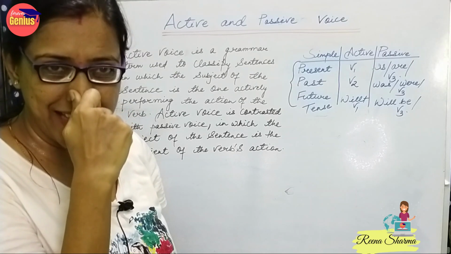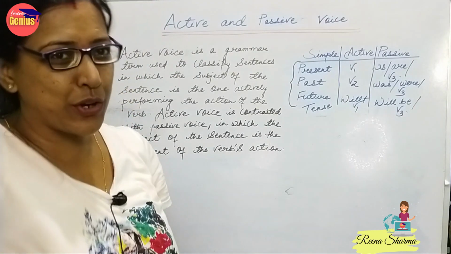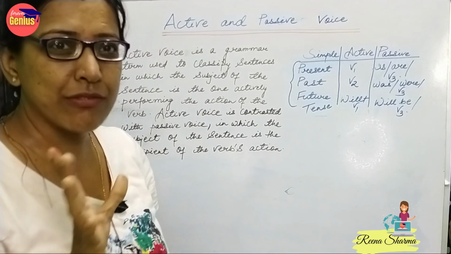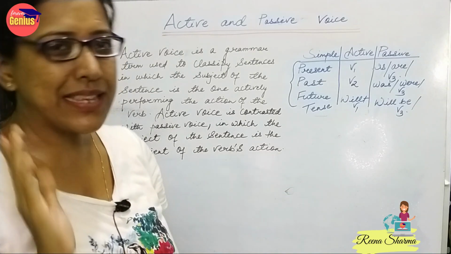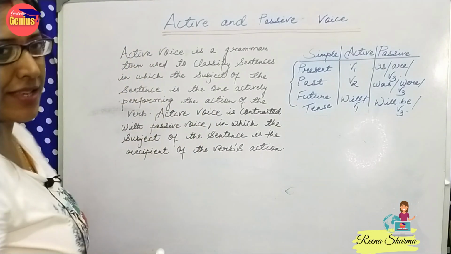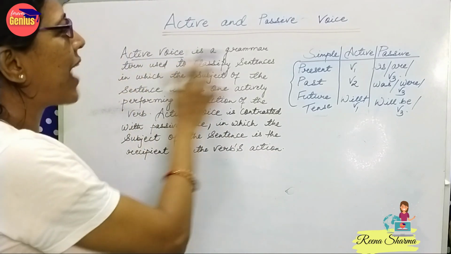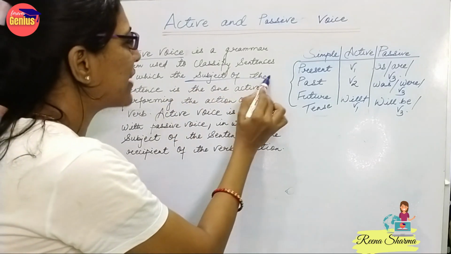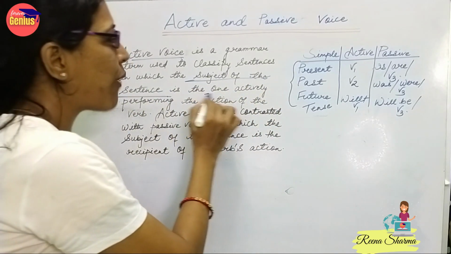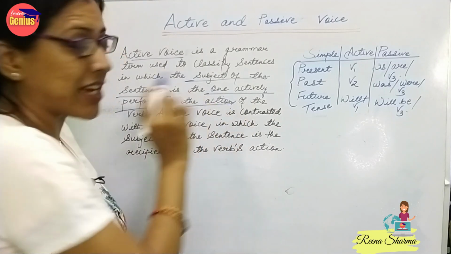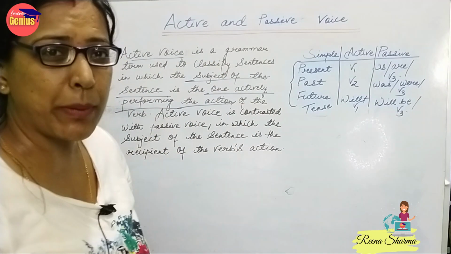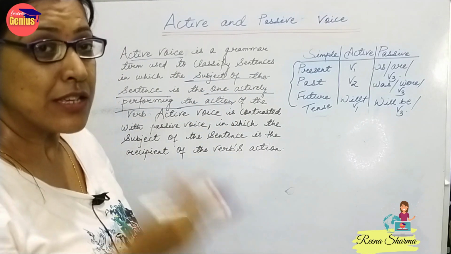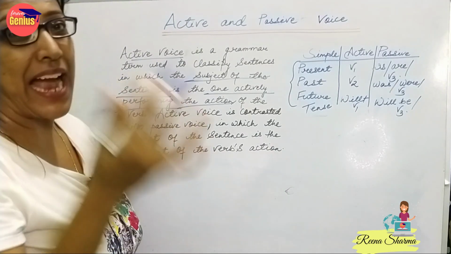Means hold your nose like this or turn your hand and then hold your nose. So first one is active, plain, simple, direct words, and the next one is passive. So active voice. So what is active voice? In case of grammar, the term used to classify sentences in which the subject of the sentence is the one actively performing the action. So subject of the sentence means about whom sentence is being dealing, the main subject. So the subject is performing actively.